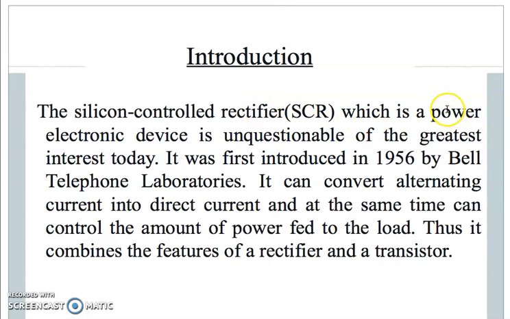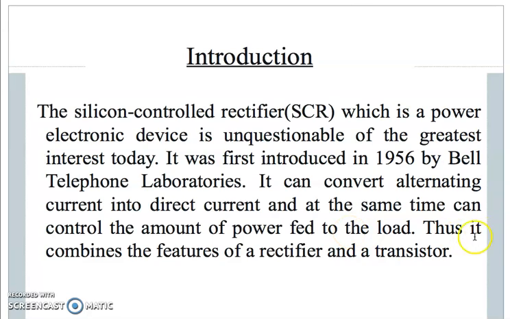And it is a power electronic device, means the device which finds application in power electronics. It was first introduced in 1956 by Bell Telephone Laboratories. The basic thing it is going to do is convert alternating current into direct current, and simultaneously control the amount of power that is to be fed to the load. So it converts AC to DC, plus along with conversion it controls the amount of power fed to the load.